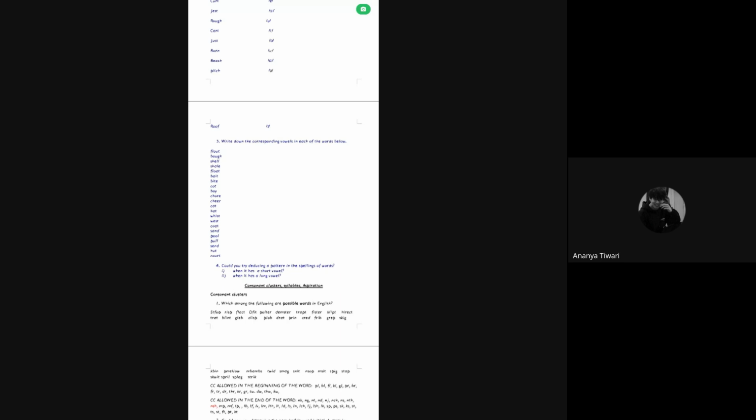Next is send. Short vowel. Send is short. Send is short vowels, A, N, and D. Next is hut. Short vowel. Correct. Hut is a short vowel. And the last one is coat. Diphthong. Okay. Listen again.